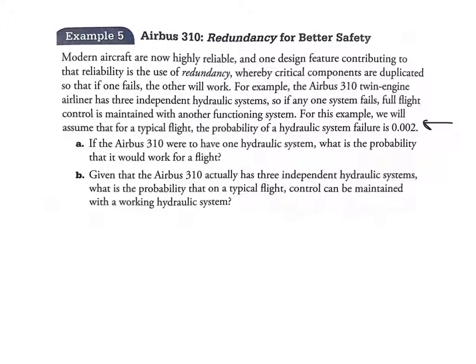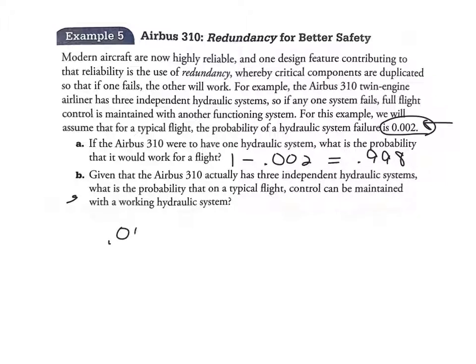Okay, if the Airbus were to have one hydraulic system, and we already know it has 3, what is the probability that it would work for a flight? Well, this is the probability of failure, so the probability of success is the complement of that, which would be 0.998. So it's very high that it's going to work for the flight, thank goodness. Okay, given that the Airbus 310 has 3 hydraulic systems, what is the probability on a typical flight that control could be maintained with a working hydraulic system?